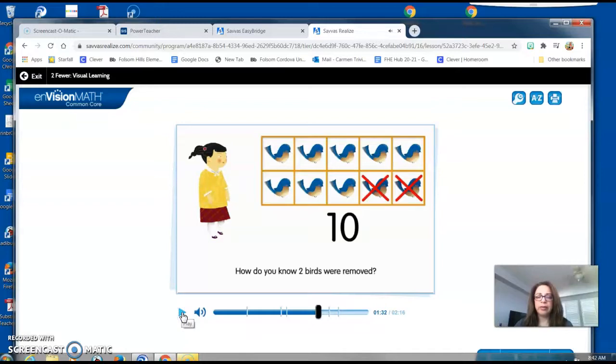Boys and girls, how do we know that 2 of them were taken out? Could it be these X's right here? Let's see. 2 of the birds have X's on them. What number is 2 fewer than 10? Okay, let's see if you can answer that. 2 fewer than 10 is... I'll let you count.